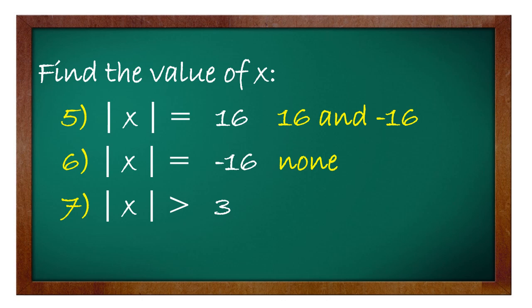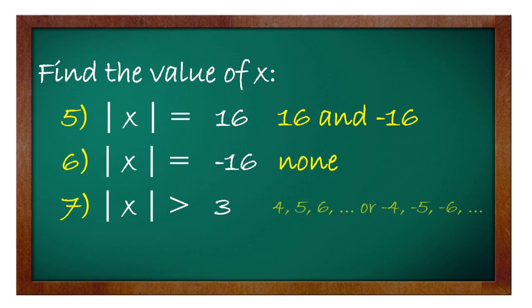Next, absolute value of x is greater than 3. So, ano yung mga integers na merong distance mula kay 0 na more than 3? So, ano ba yung more than 3 natin? 4, 5, 6, 7, 8, 9, and so on. So, ibig sabihin, yung mga integers natin na merong distance na 4, 5, 6, 7, regardless of the direction.